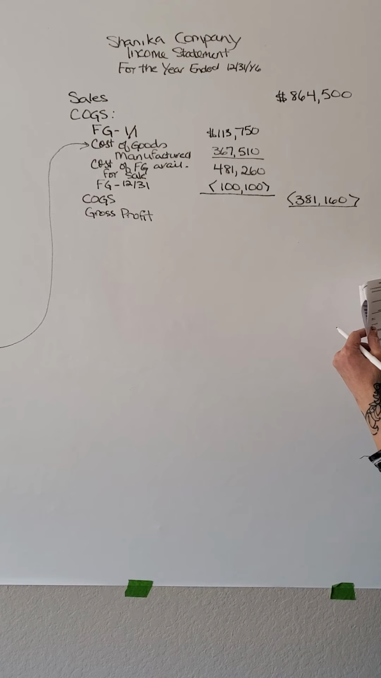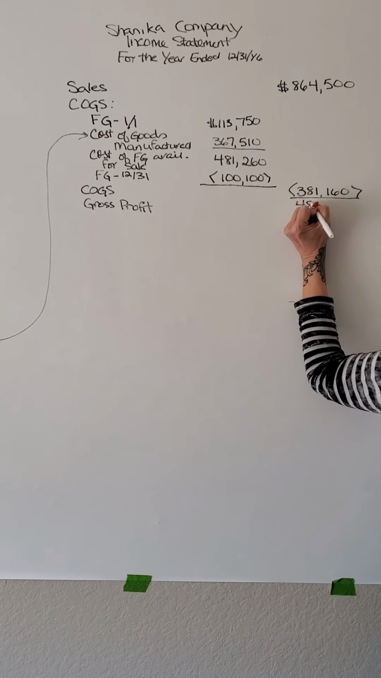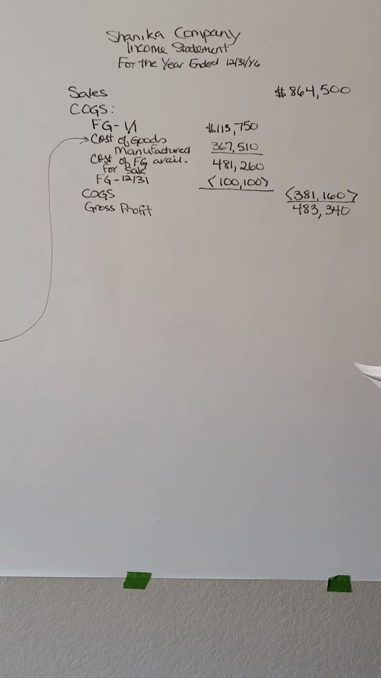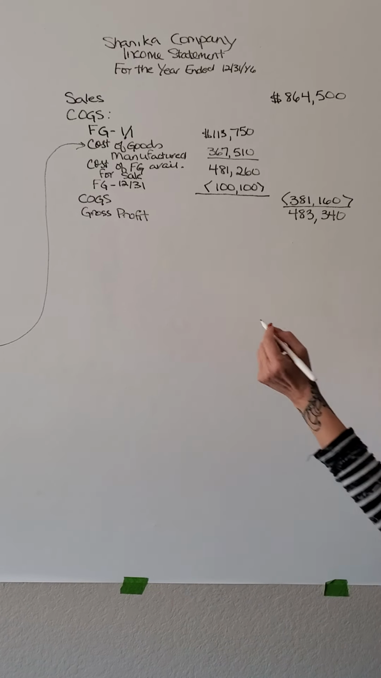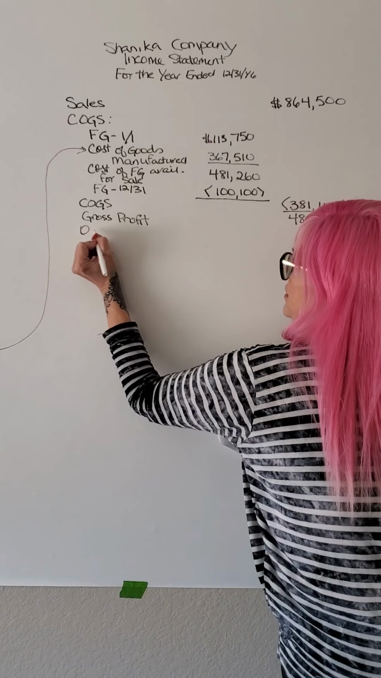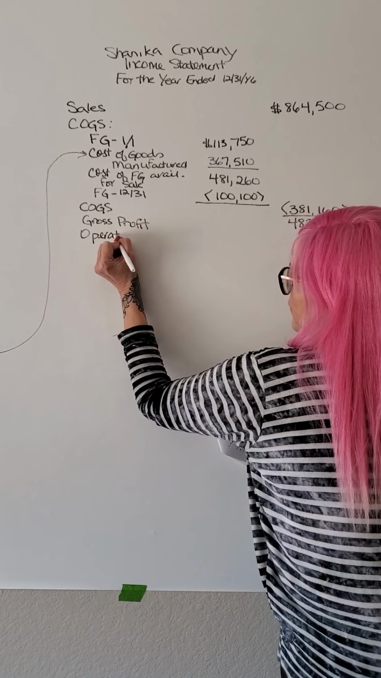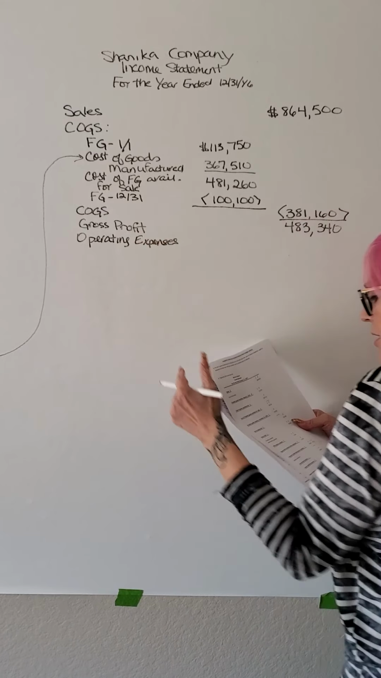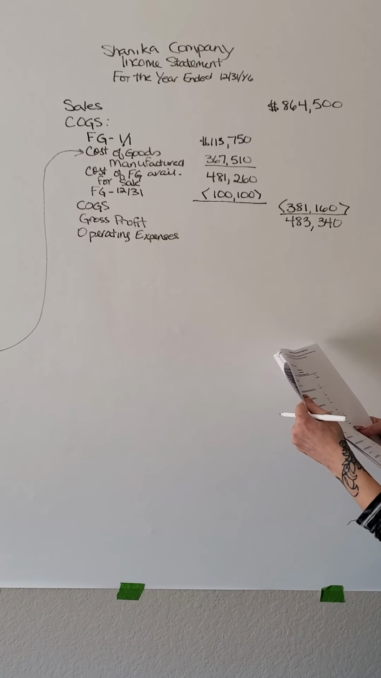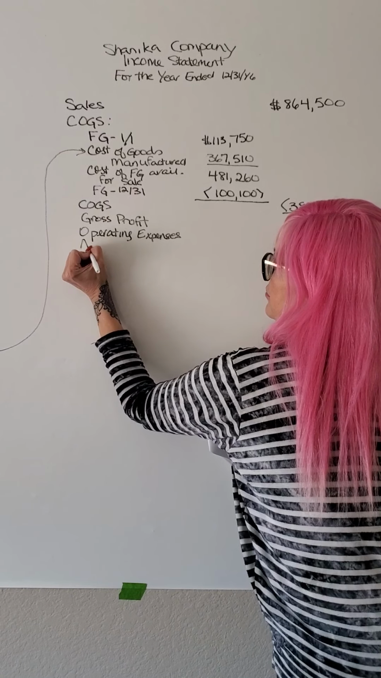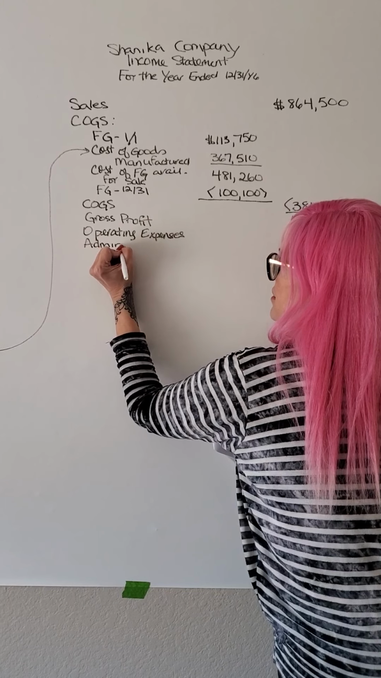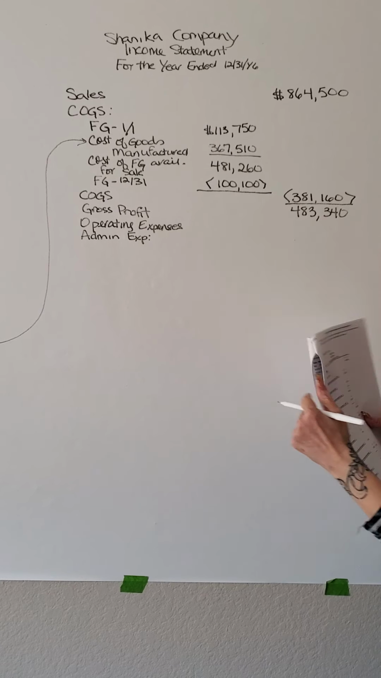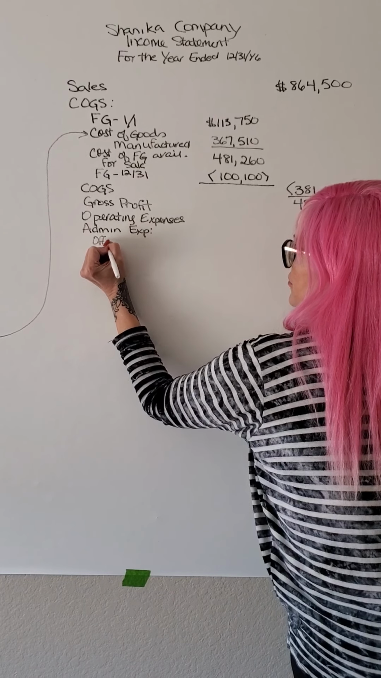And that gives us $483,340. And then after that, we're gonna look at our operating expenses. So remember, those are our selling and administrative expenses. So we've got office salaries for our admin expenses. So we're gonna break this down. We've got admin expenses. So we're gonna start that off with office salaries expense.